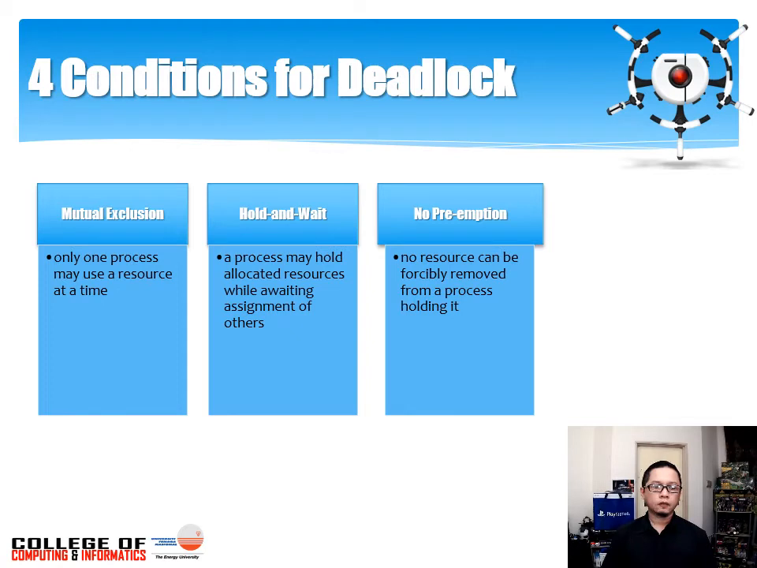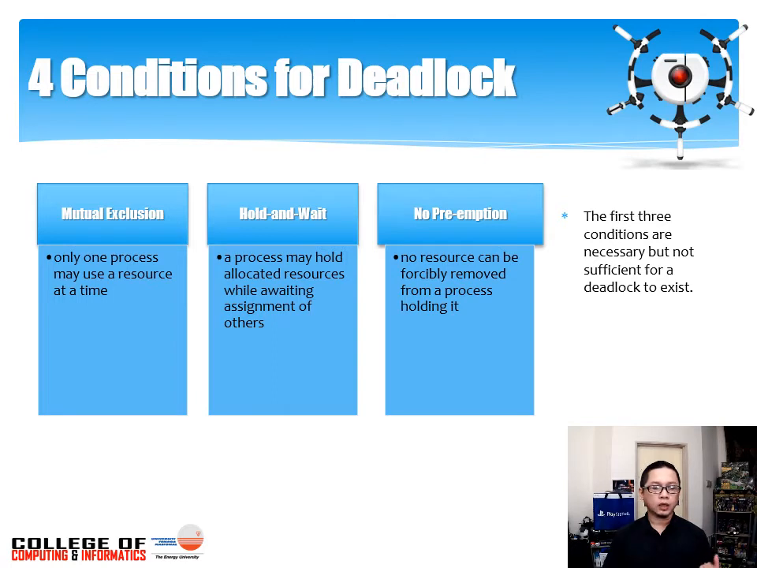Now, there are 4 conditions that must exist in a system for a deadlock to happen. So first of all, you must have a mutual exclusion condition. It means that only one process can actually use a resource at a time. That is the first condition. Secondly, there exists a hold and wait condition, where a process may hold the allocated resources while awaiting assignment of others' resources. Third, there are no resources that can possibly be removed from a process that is actually holding it. So you have three conditions here.